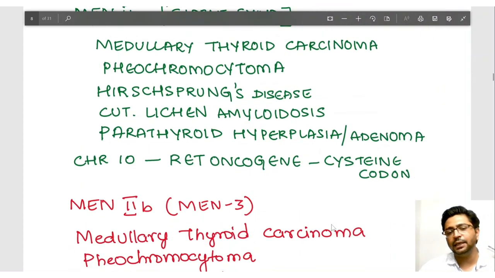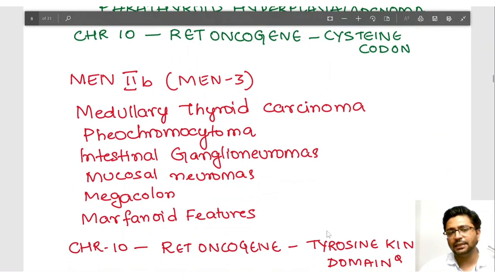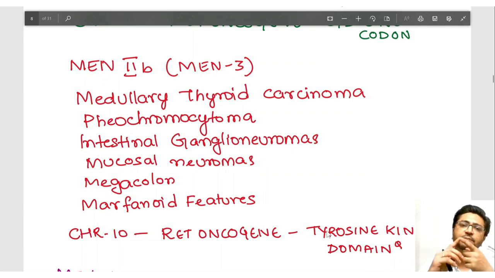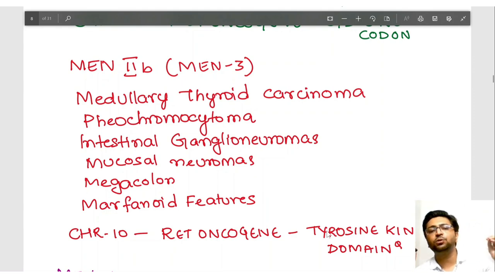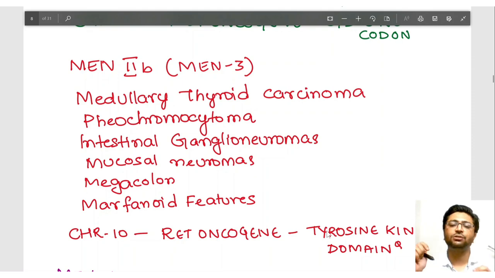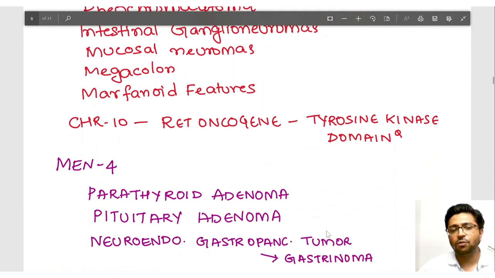Whereas MEN2B is also referred to as MEN3. As I said already, there is medullary carcinoma of thyroid and pheochromocytoma. So what distinguishes between them is the patient would be having ganglioneuromas, mucosal neuromas, megacolon and marfanoid features. So marfanoid features and megacolon are features of MEN2B and they would be associated with mucosal neuromas. And the mutation happens in the RET oncogene, which is on chromosome 10 and at the tyrosine kinase domain. So tyrosine kinase domain, RET oncogene mutation and chromosome 10. Remember this for MEN2B. So what is MEN4?